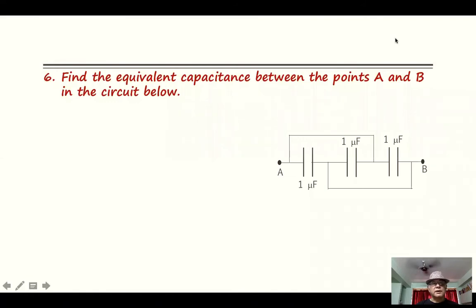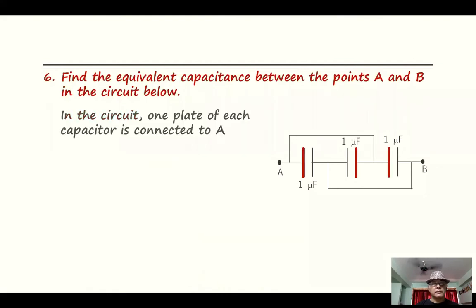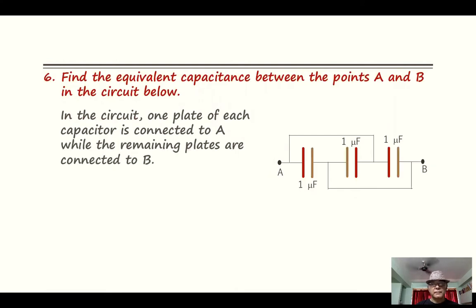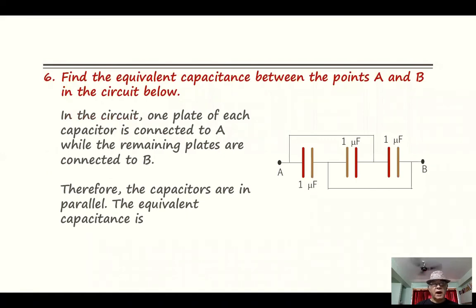Number 6. Find the equivalent capacitance between the points A and B in the circuit below. In the circuit, one plate of each capacitor is connected to A, while the remaining plates are connected to B. Therefore, the capacitors are in parallel. The equivalent capacitance is C equal to 1 plus 1 plus 1 equal to 3 microfarad.